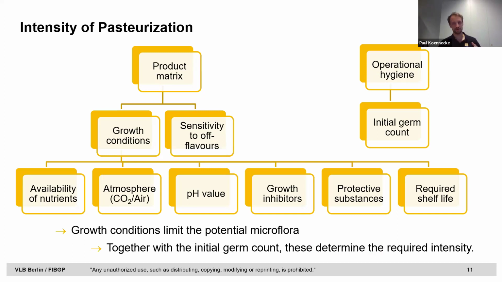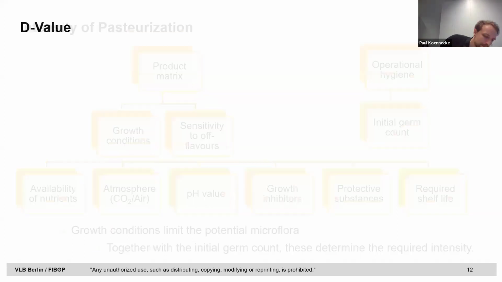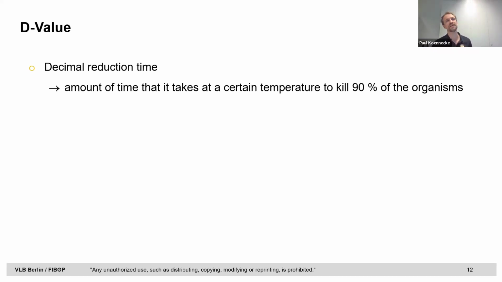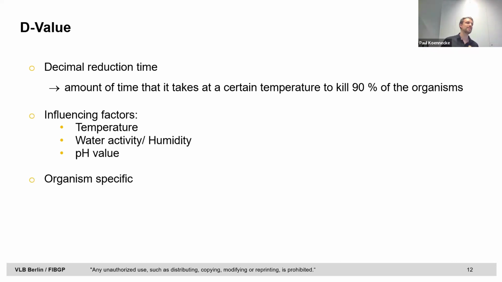And for this, we have to go a little bit into math, because we have to get familiar with a few things like the d-value, which is the decimal reduction time. So basically the amount of time it takes to kill 90% of the microorganisms at a certain temperature, which is of course influenced by the temperature and the water activity and the pH value, but it is organism specific and media specific. So the d-value for yeast is not the same in water and in beer, and the d-value for a pediococcus is not the same in beer than it is for yeast. So those d-values just differ for every microorganism in every medium.